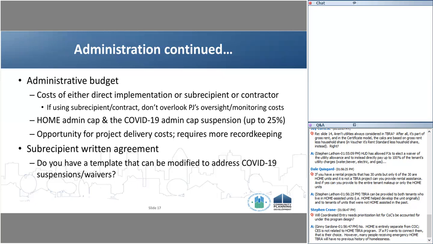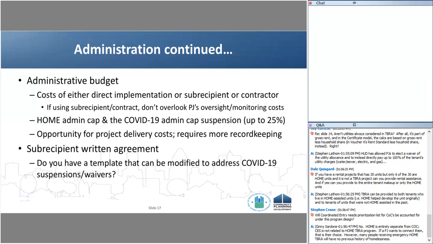If the PJ will engage a subrecipient or contractor, in addition to working out a budget with them, you'll need to enter into a subrecipient written agreement or a contract with a contractor following the requirements of 92.504. Most of you know subrecipient agreements are in 92.504(c)(2) and contractor agreements in 92.504(c)(4). Just as their roles differ, as I mentioned, and the method you select them, so will the agreements that you have with subrecipients and contractors based on those requirements.